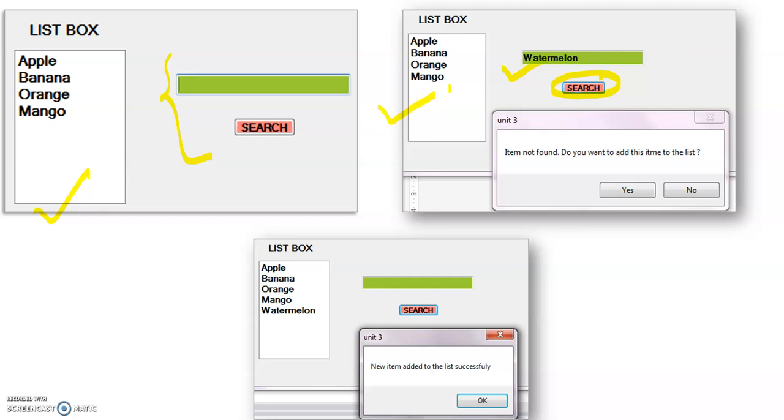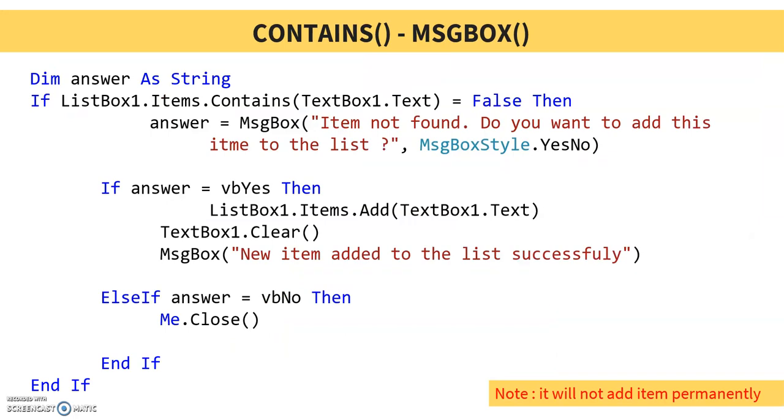If the item is not there, we will allow the user to add that item into the list by showing one message box. And after adding that item to the list box, we will give the message to the user that the item was added successfully. So this is our idea, and for this idea, here we have the code.